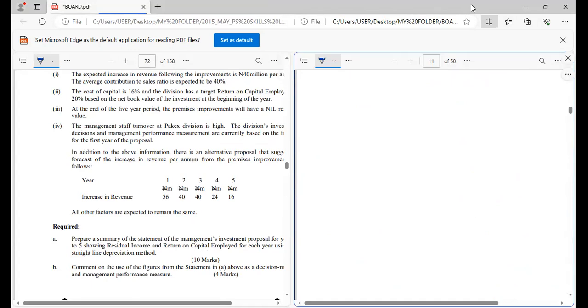What's the name of the company? Packet. Packet. Okay. No worries, understanding is what matters. So you can say Packers statement summary.